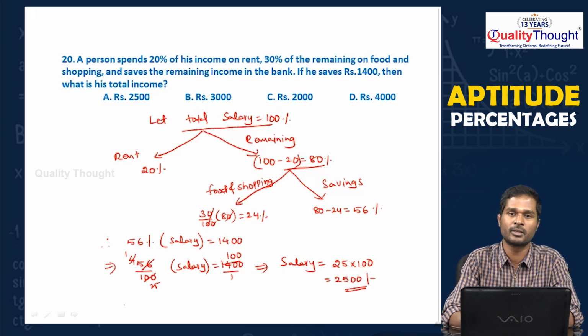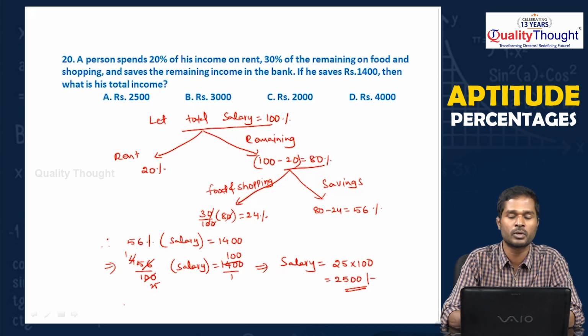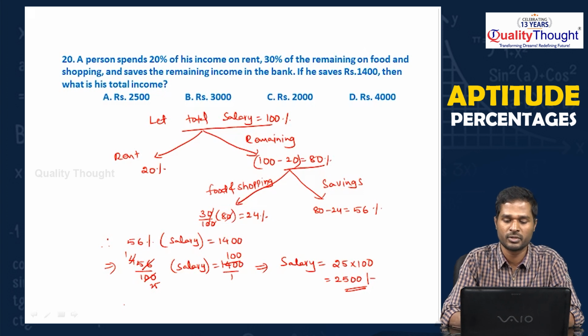But what he has given in the question, if he saves 1400 rupees, that means savings is 56% of the salary, which is equal to 1400. So 56% of the salary is 1400, means what is the total salary? So 56 by 100 of salary is equal to 1400. Go for cancellation, 14 4s are 56, 1400 is 4 ones are 4, 25. So the salary is 25 into 100, that is 2500 rupees.